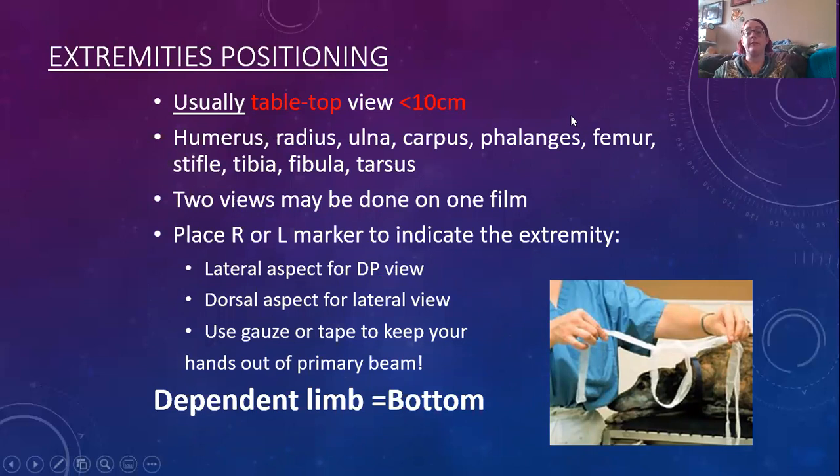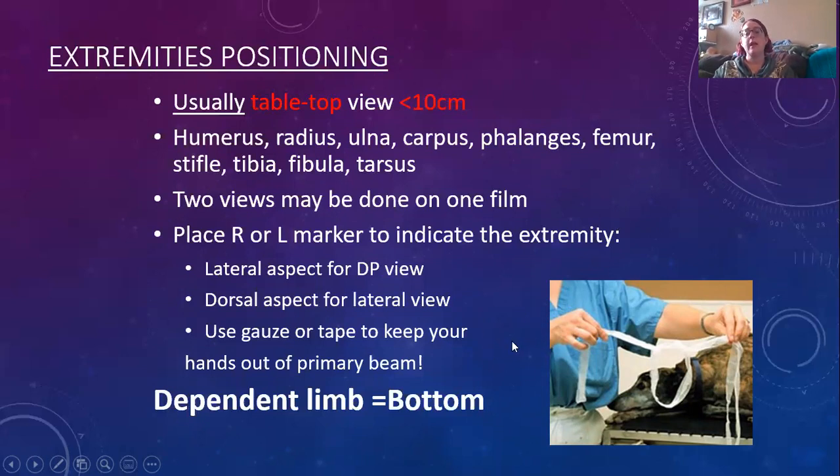Extremities are typically going to be a tabletop view, especially if they are less than 10 centimeters. Two views can be done on one film if we are using film radiographs. If we are using digital, we will have the capability even to put them up next to each other as the veterinarian views them. We want to make sure that we are using our markers to indicate the extremity. Extremities can look extremely similar, and so that can be a real challenge if we aren't using our appropriate marker.